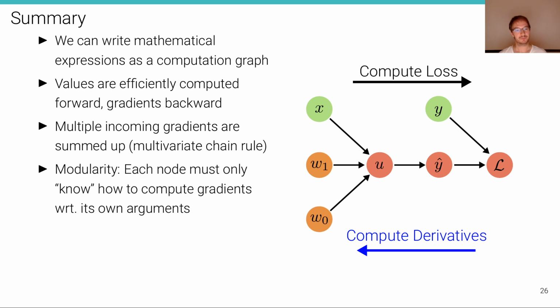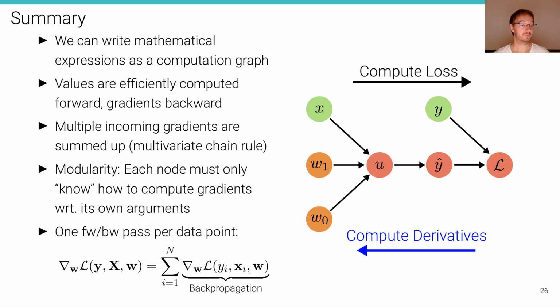And the summing up is a consequence of the application of the multivariate chain rule. And the really beautiful thing about this application of the chain rule and this modularization is that each node must only know how to compute the gradients with respect to its own arguments. This is basically what we had in blue on the previous examples. We only need to calculate these local gradients. We don't need to know anything about any other nodes in the graph. It's very decomposed. It's always good if we can decompose things, right? It makes things simpler.